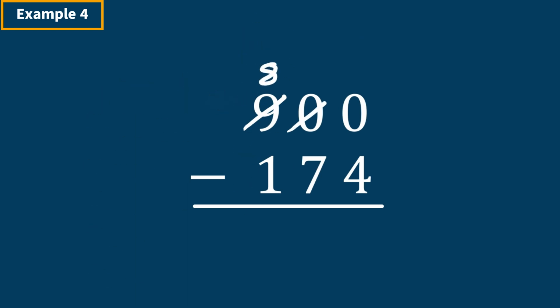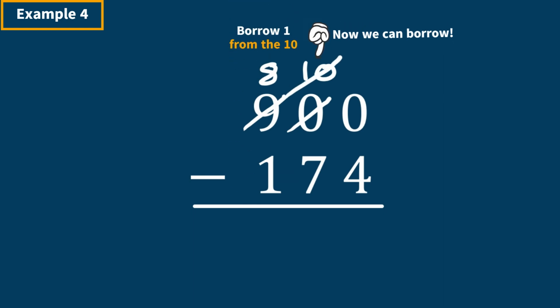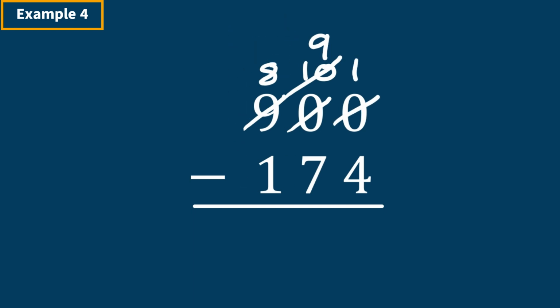Now, this number next to it is going to become a 10. Like that. Now, we're able to borrow from the 10 if we're still looking at the first column. So, we're going to borrow 1 from this 10 here, which is going to give us a 9. And now the 0 is going to become a 10. Like that. Now we can go ahead and look at this column again. We have 10 minus 4, which is going to give us 6.